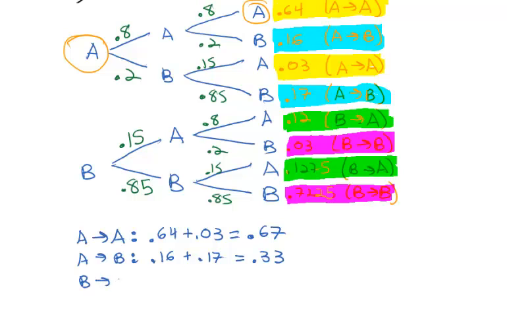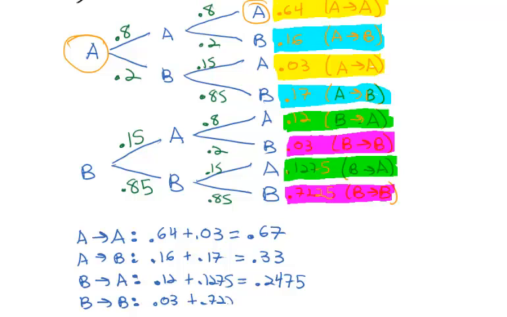In green, to start with B and go to A, from B to A, that was 0.12 plus 0.1275. That's going to be 0.2475. And in pink, going from B to B, that's 0.03 plus 0.7225, which is going to be 0.75. Sorry, 0.7525.